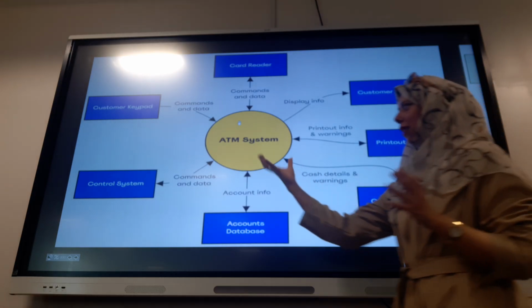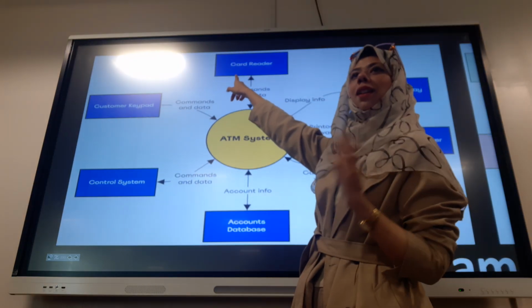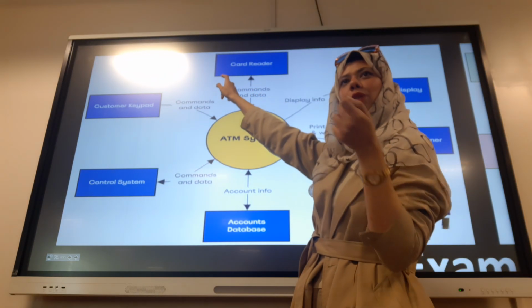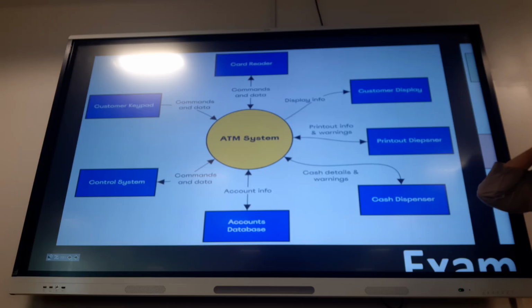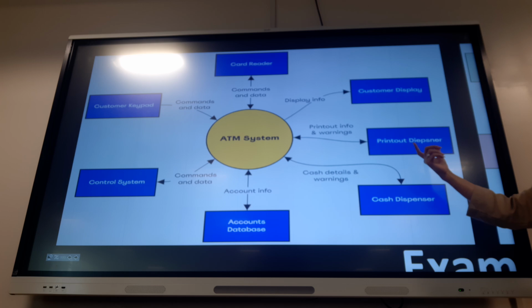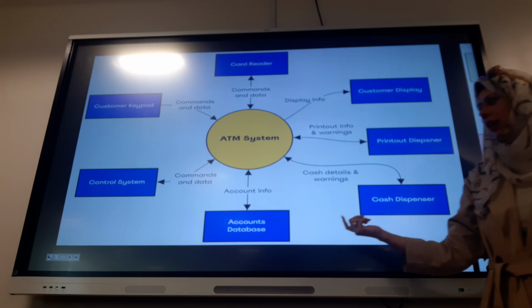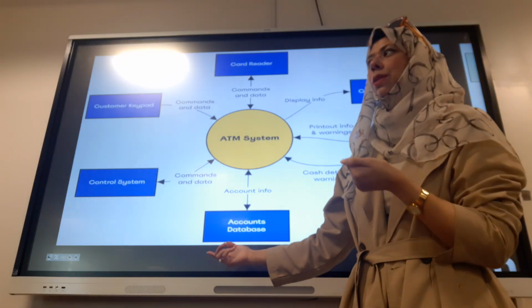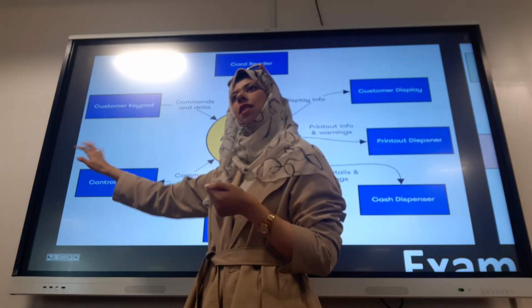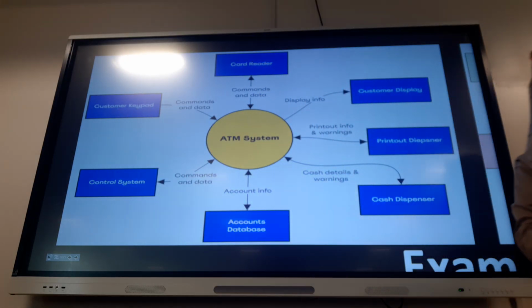Okay. So now we have our core system, which is the ATM system. This one deals with the card reader, making sure that whatever card you provide is an actual Visa card. We have a printout dispenser. So this can be for the receipt part, and a cash dispenser for the money when you get it. We have the accounts database, verifying that this is the right user for this bank. Control system overall, and the keypad that you enter your pin on.